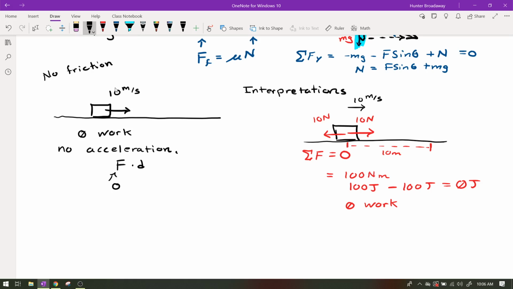Let's see here. We've done this one where we actually increase or decrease the normal force. Oh, I guess another one, which this one actually kind of makes sense. If you don't actually cover distance, then technically 0 work has been done.